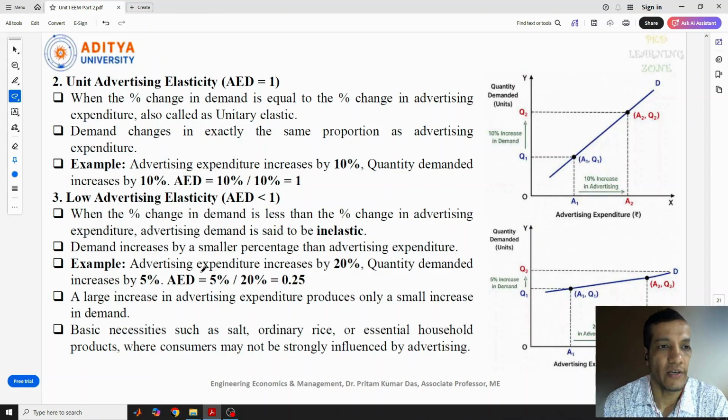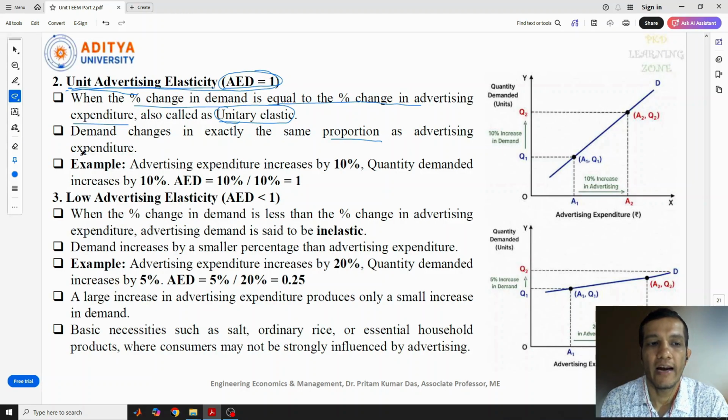The next one we'll see is the unit advertising elasticity. In this case, the value of AED will be equal to 1. That means the percentage change in demand is equal to the percentage change in advertising expenditure. How much we are spending on the advertising, that much increment we are also getting. So that is also called unitary elasticity, because the AED value will be 1 unit. So the demand changes in exactly the same proportion as the advertising expenditure.